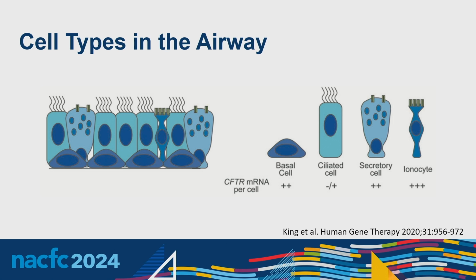But then the other thing you'll notice down at the bottom here is the CFTR messenger RNA per cell, and it really varies. So basal cells have a good amount. Ciliated cells, really not so much per cell. Whereas secretory cells have a lot, and then ionocytes, a more recently discovered cell type, have the highest amount of CFTR per cell. But then also the number of these cells varies by cell type as well. So it's how many cells there are total within each category, and then how important CFTR is in any of the individual cells.